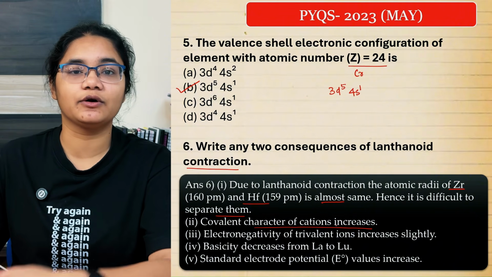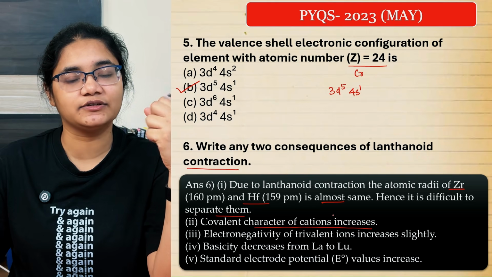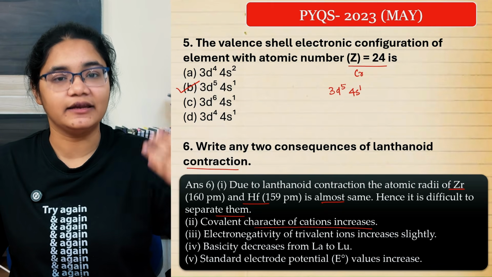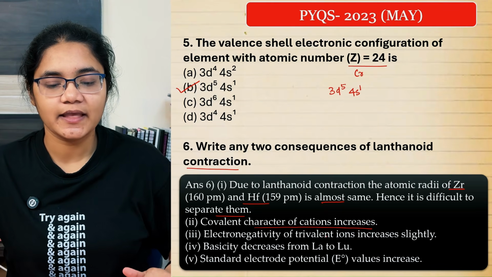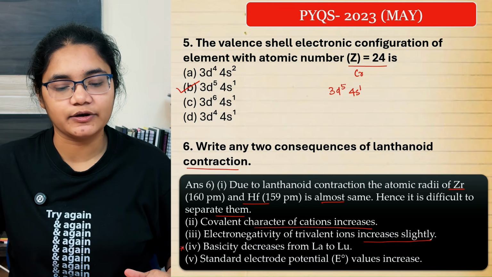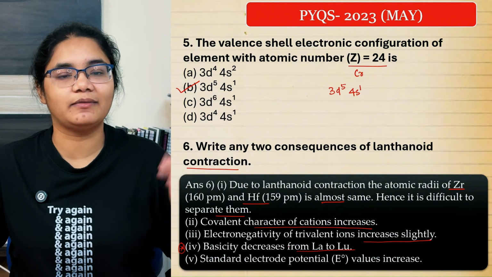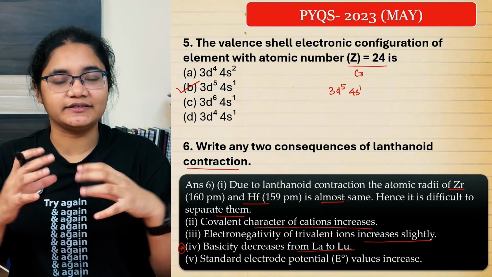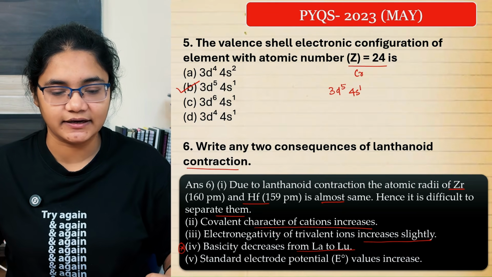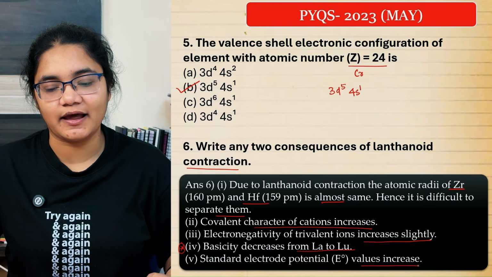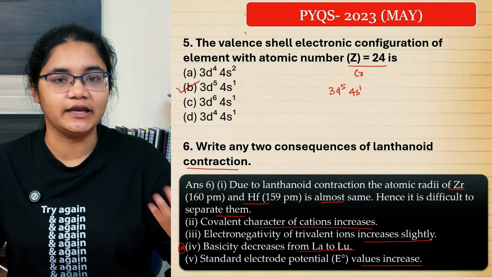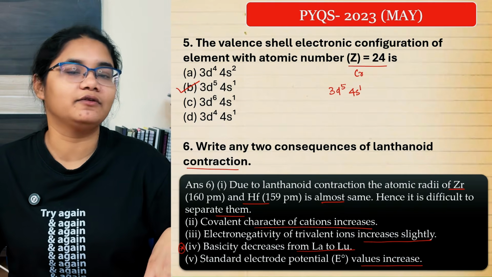Because of the charge density, because of the smaller size, the tendency to polarize the anion increases, so the covalent character increases. Electronegativity of the trivalent ions increases slightly. This is important. Next, basicity decreases from lanthanum to lutetium. As the size decreases, the bonding increases, the release of OH minus becomes difficult, and basicity decreases. Next, standard electrode potential values increase. As the size decreases steadily, the tendency to gain electrons will increase, and the reduction potential will increase.